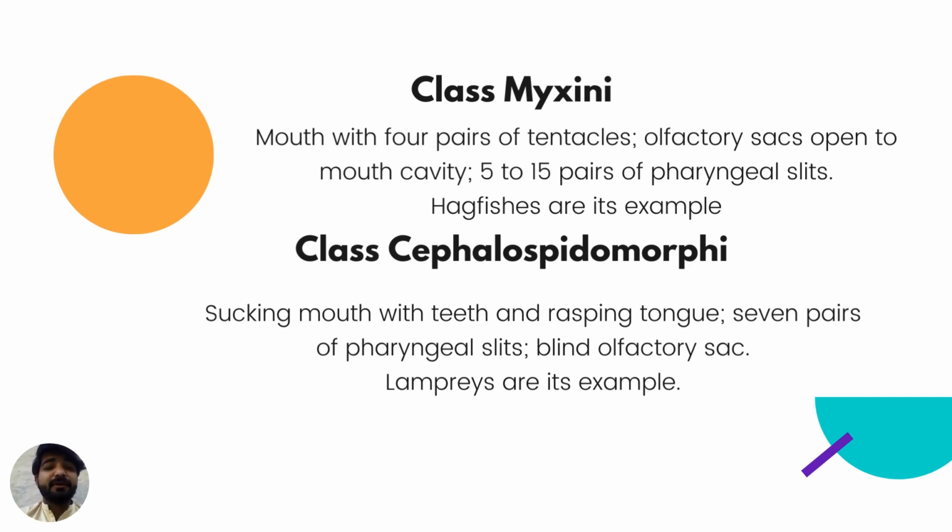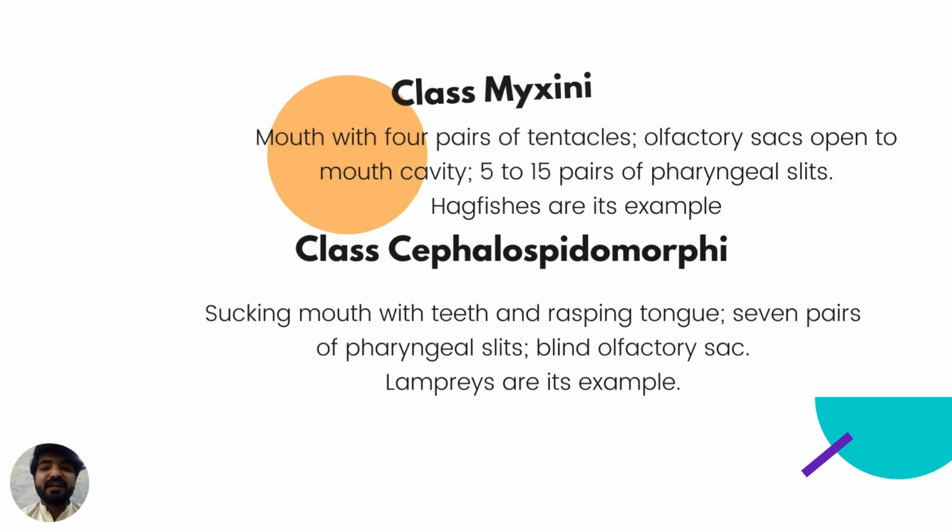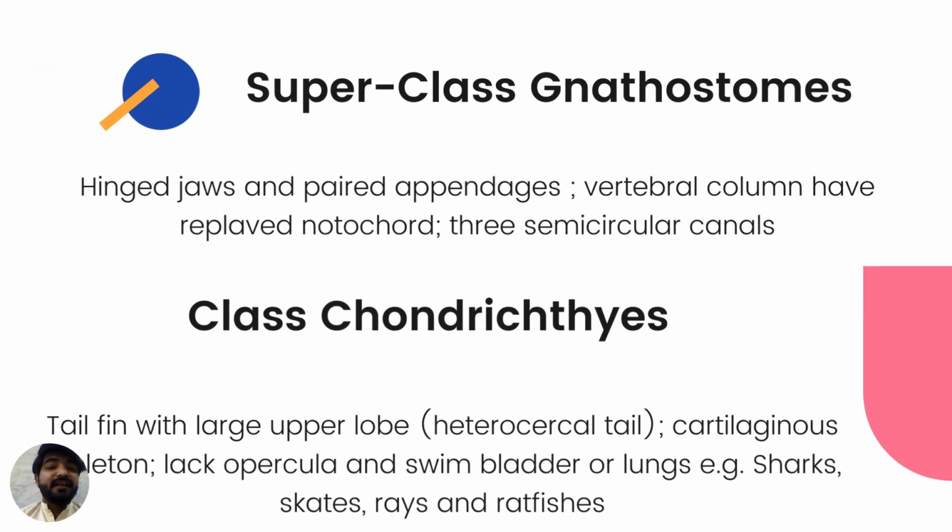Next is class Cephalaspidomorphi. They have a sucking mouth with teeth and a rasping tongue. We can say that tentacles are also used for rasping, but they have a special modified tongue for the rasping purpose. They have 7 pairs of pharyngeal slits. So you can differentiate between class Myxini and class Cephalaspidomorphi: Myxini have 5 to 15 pairs of pharyngeal slits, whereas Cephalaspidomorphi have 7 pairs of pharyngeal slits. They have blind olfactory sacs. Lampreys are its example.